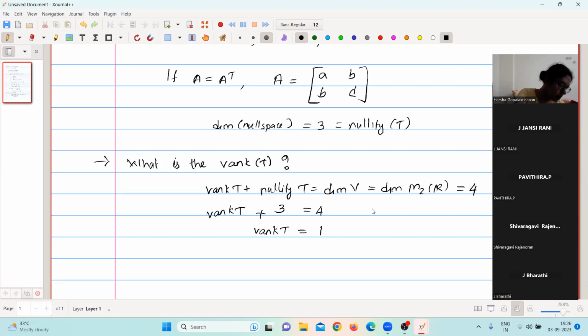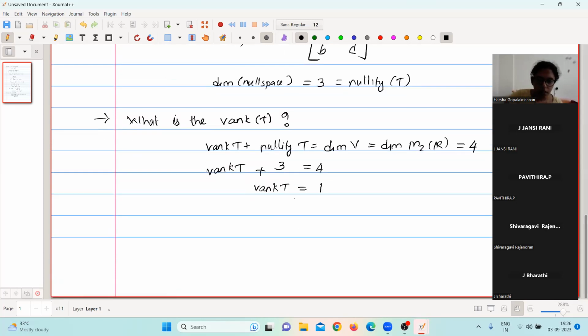Then you can find it using the rank-nullity theorem. Otherwise, you can find it using the definition also. If you are taking the set of all TA such that A in M2 of R, we know what TA is. By definition, it is (A minus A transpose) by 2. Just expand that and see how many variables are there.